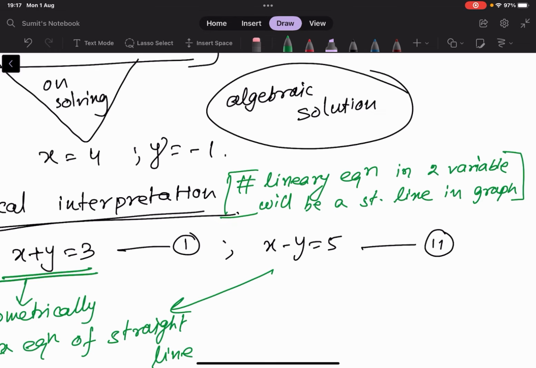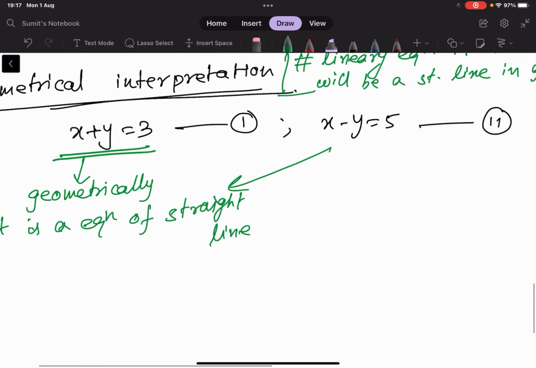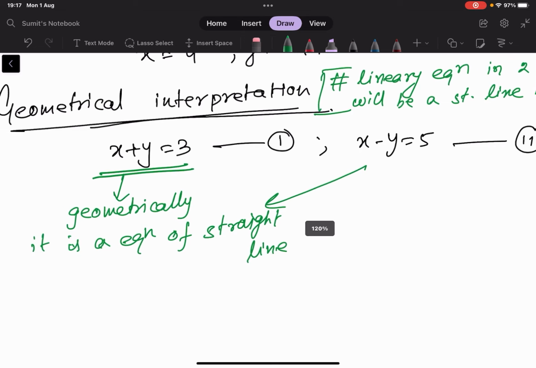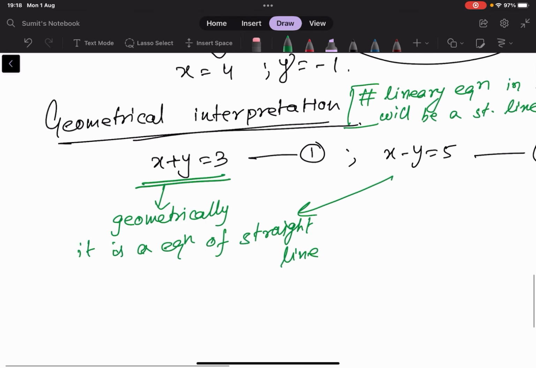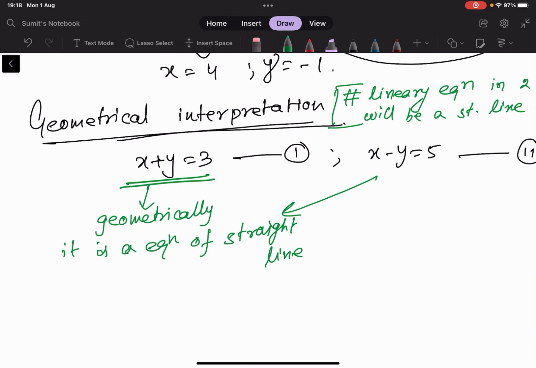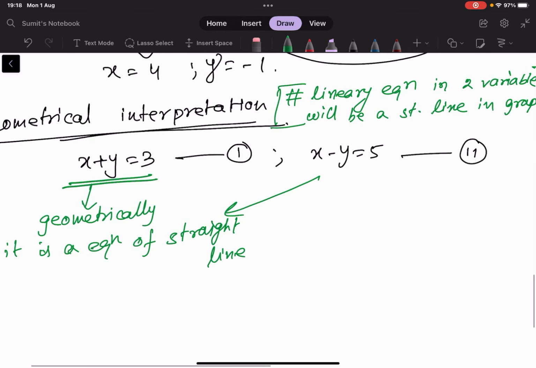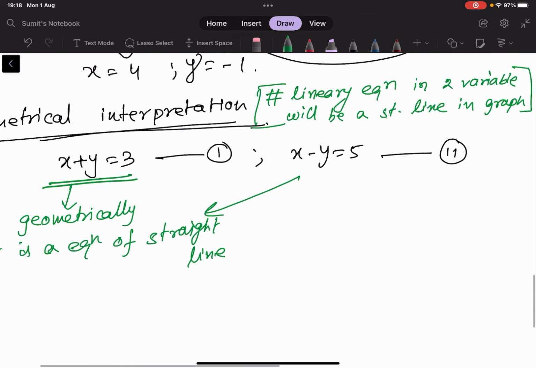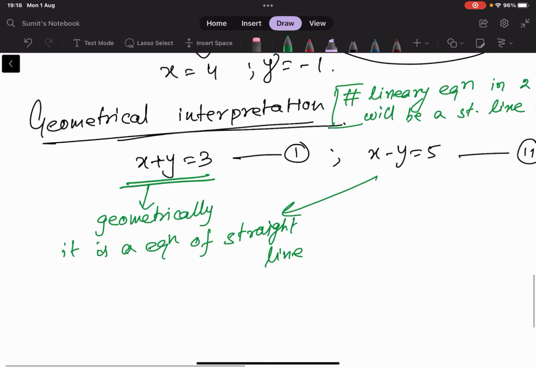Got my point? And for quadratic equations, it is an ellipse, parabola, or hyperbola. That is beyond this concept. Everything has a geometrical interpretation. Every algebraic equation has its own geometrical interpretation. First you are learning the linear equation in two variables, that is a straight line in a graph. Then you will learn something more.